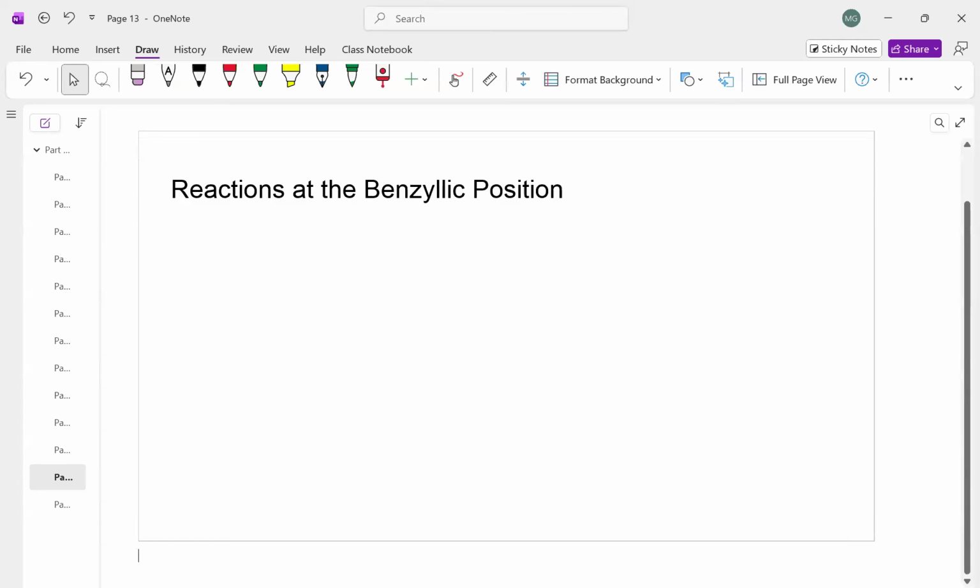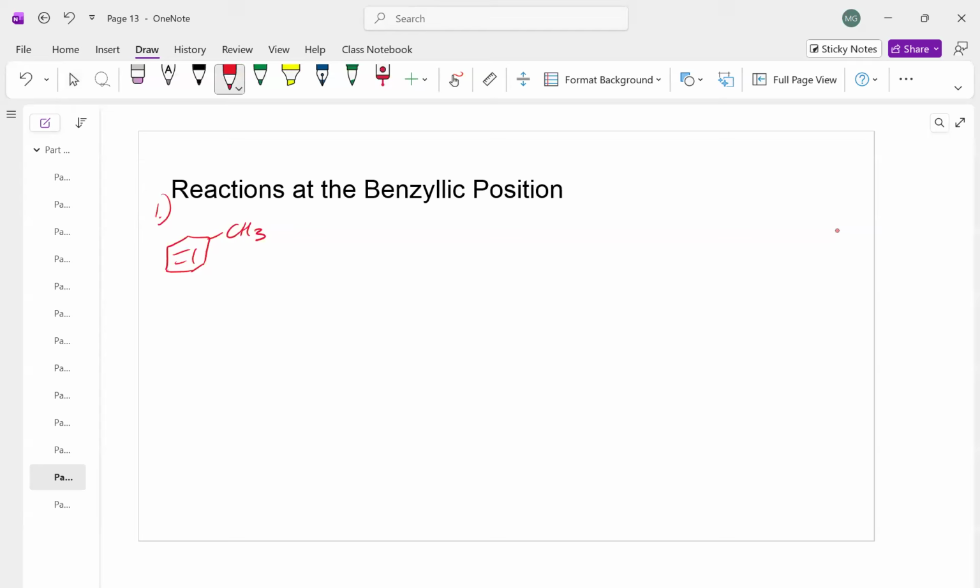The last thing we're going to look at in this unit are reactions that occur at the benzylic position. And I'm not talking about reactions that happen on benzene. That's actually the next chapter, or our next unit, where we'll go into that. What we're going to look at are the reactions that happen at the benzylic position.